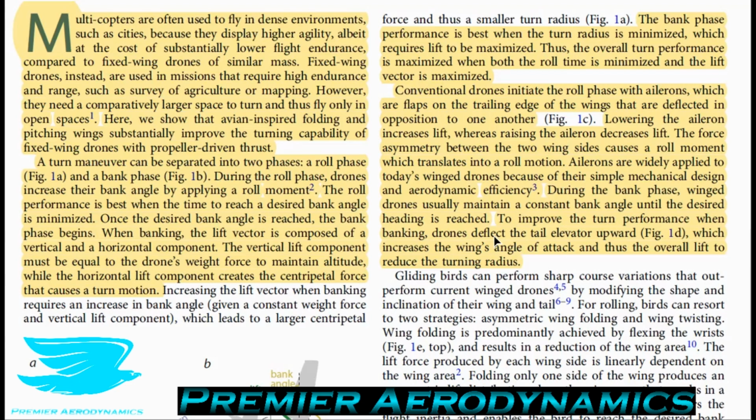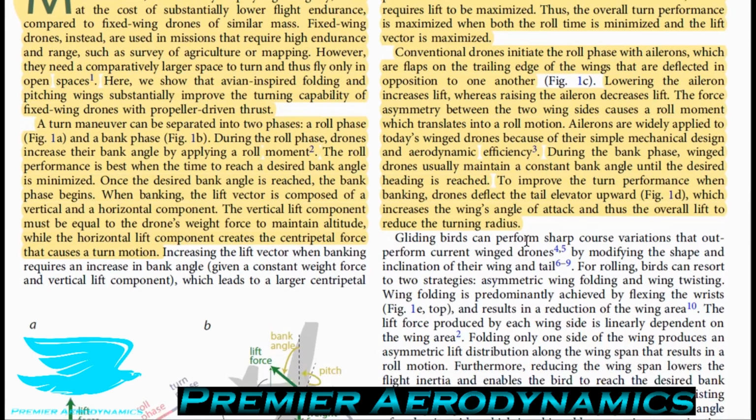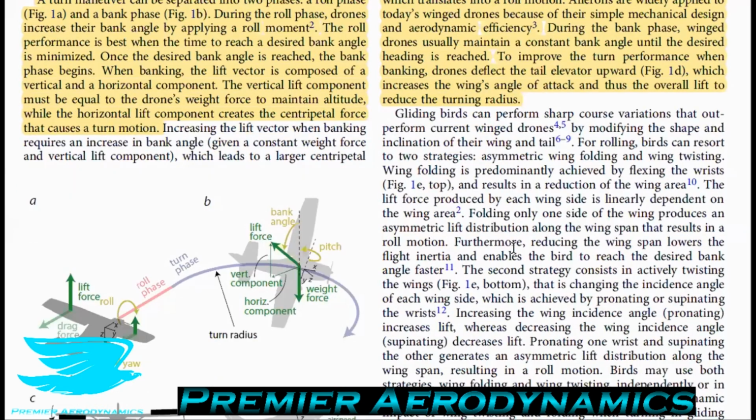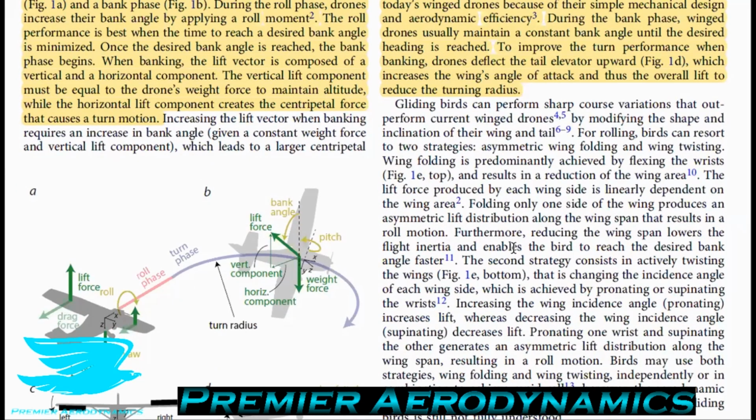During the bank phase, winged drones usually maintain a constant bank angle until the desired heading is reached. To improve the turn performance when banking, drones deflect the tail elevators upwards, which increases the wing's angle of attack and thus the overall lift to reduce the turning radius. So let's talk about how this works. If you have a regular airplane, the horizontal stabilizer, which is the horizontal part of the tail at the back, is typically used to control the pitch of the aircraft, at least to a large extent. Why is that? Think about what the aircraft is pitching about, meaning whether the nose is going up or down.